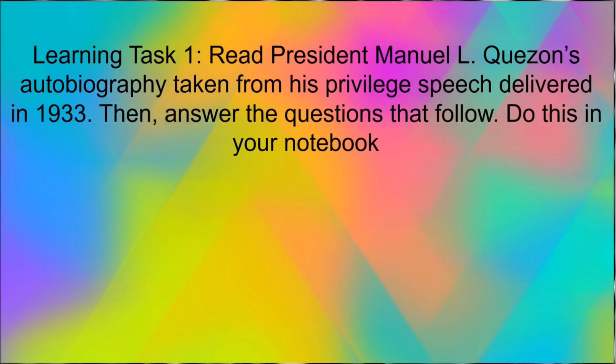For Learning Task 1, read President Manuel Quezon's autobiography taken from his privileged speech delivered in 1933. Then answer the questions that follow. Do this in your notebook or paper.